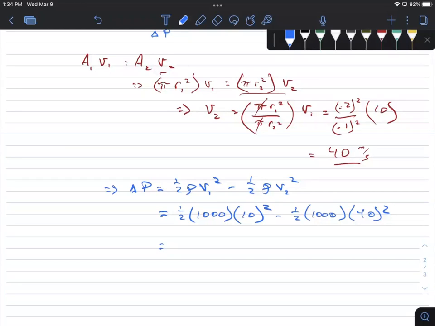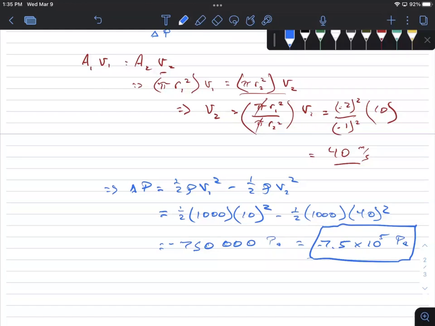So let's see. I get the change in pressure is 750,000 pascals. Or if you like, because these numbers are usually going to be kind of big, scientific notation, 7.5 times 10 to the 5 pascals. Now, technically, this is negative.